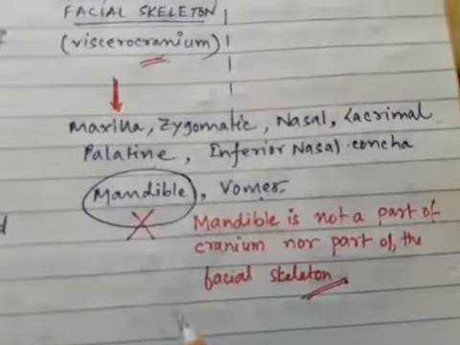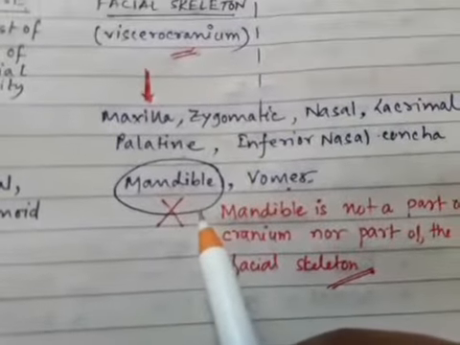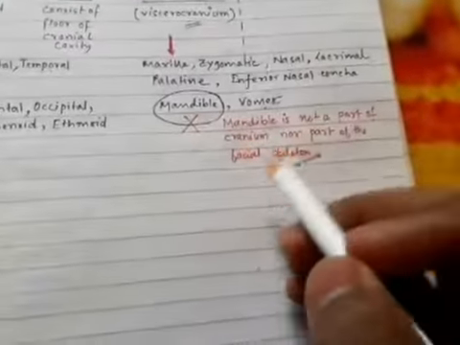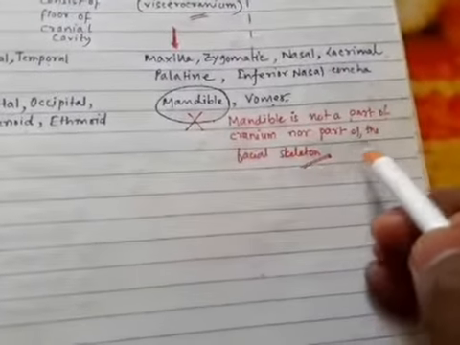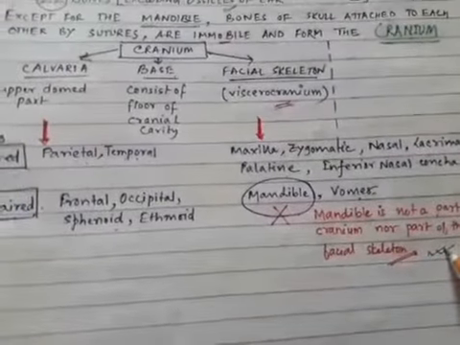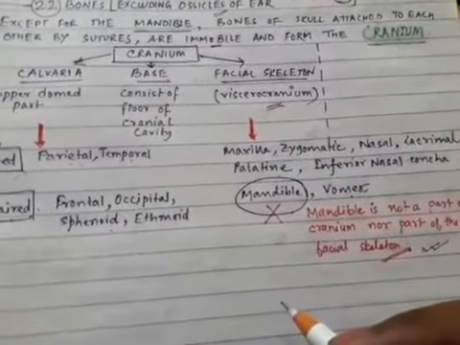In some books, it is written that mandible is also a part of facial skeleton, but no. Mandible is not a part of cranium nor part of the facial skeleton. It is a separate bone of the skull. Okay.